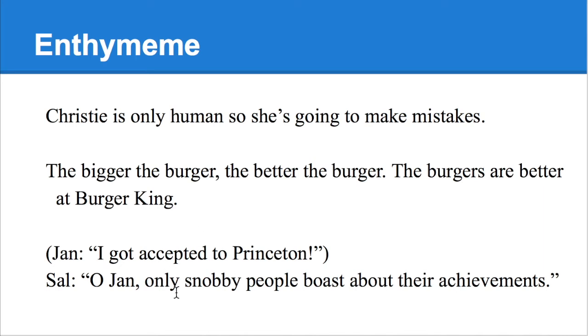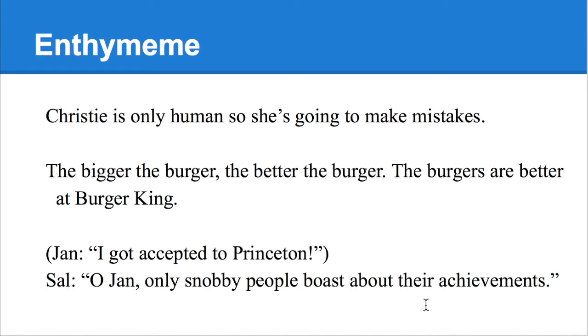Okay, so then let's look at this one. This one leaves out two parts. So for this one, you have to imagine somebody just said, I got accepted to Princeton. And the person who's responding says, oh, only snobby people boast about their achievements. Okay, so there's one of the three. In enthymemes, you can actually leave out two of the three parts. So this one, like the example we saw earlier, leaves out two of the three parts.